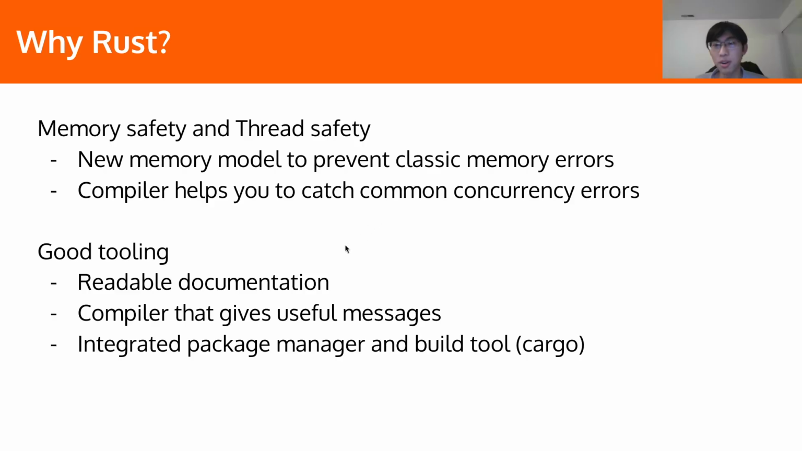A second important reason why somebody might want to use Rust is that Rust has very good tooling. The documentation about the Rust language is very readable. It's pretty new and updated. The compiler always gives useful messages as to where your code is failing to compile. Oftentimes it'll point out, hey, the error is on this line, and it'll even give you a suggestion: just change this and your code will compile, etc.